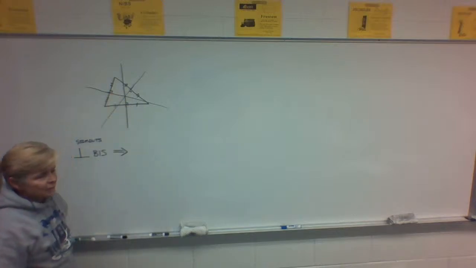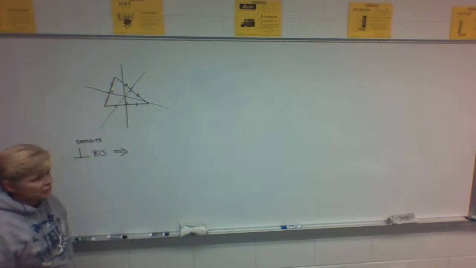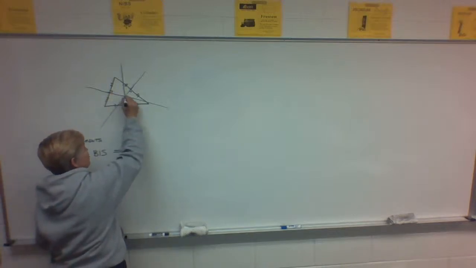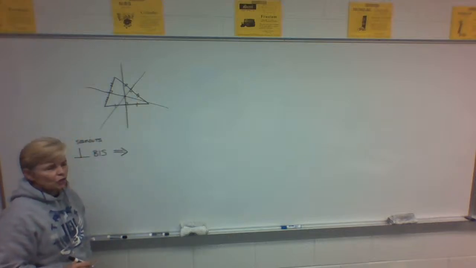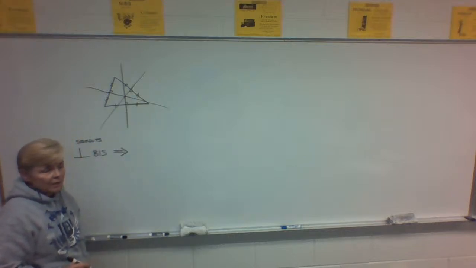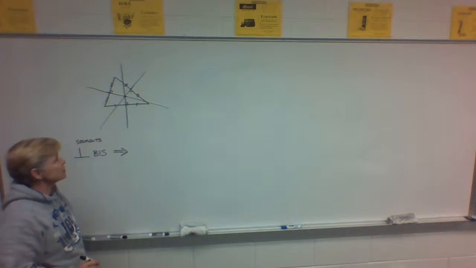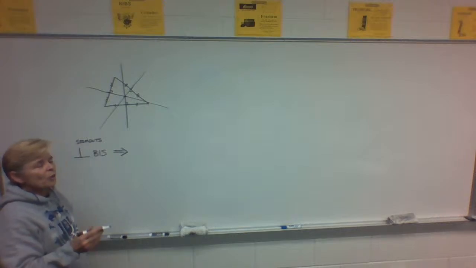Three perpendicular bisectors. And it is not a coincidence that they all crashed in the same point. They always will. It's called a point of concurrency. It means they all share that point. Perpendicular bisectors will always share the single point where they meet each other.